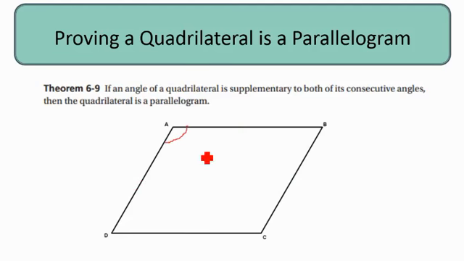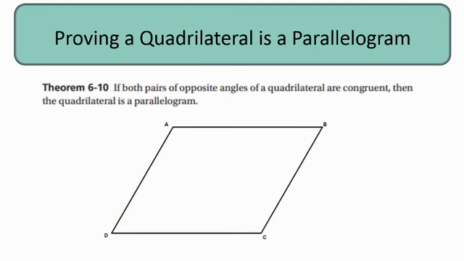So for example, if angle A plus angle D equals 180 and angle A plus angle B equals 180, then in fact that would mean that angle D and angle B are congruent, and therefore opposite angles are congruent, and therefore the only other possible measure for angle C would have to be the equivalent measure for angle A, and therefore you would have a parallelogram.